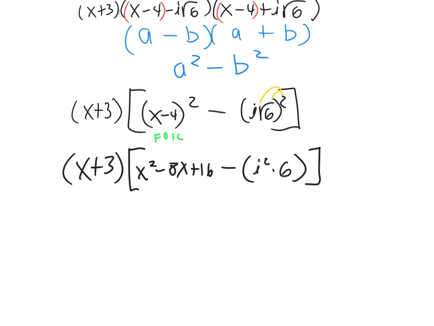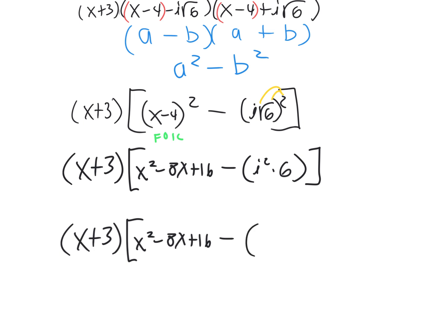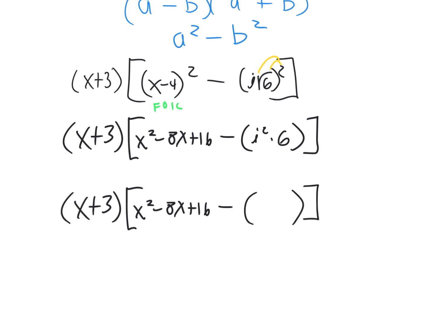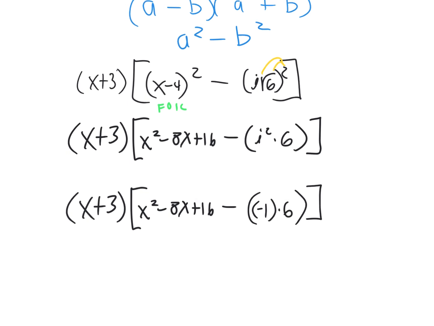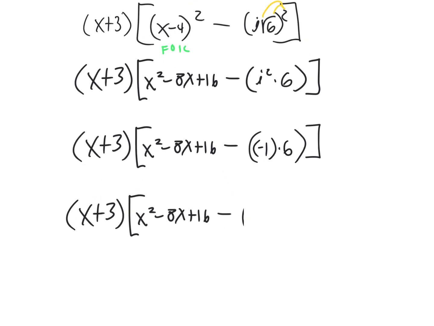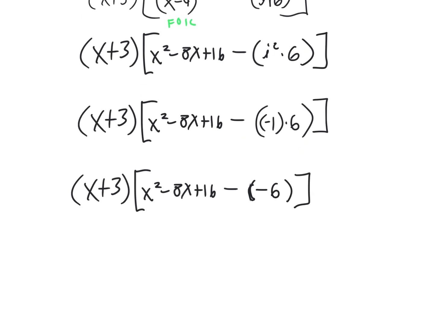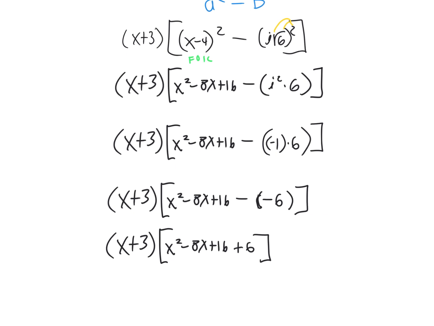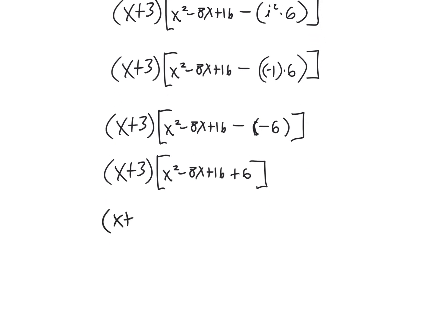And then, continuing to be very meticulous, what is i squared? Well, that's just -1. So that's really -1 times 6, is it not? Continuing to be meticulous, that is such that it will be minus a -6, right? And continuing to be meticulous, that is such that it would be plus 6, okay? And of course, x plus 3 times x squared minus 8x plus 22.